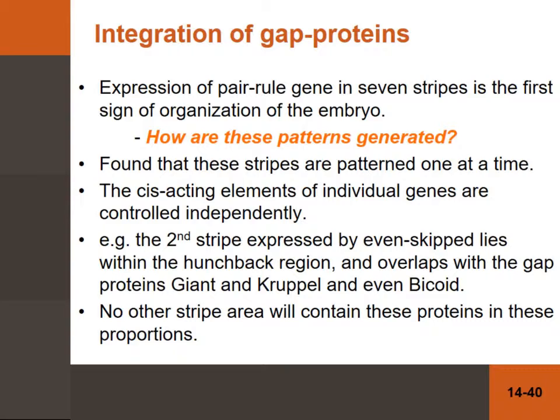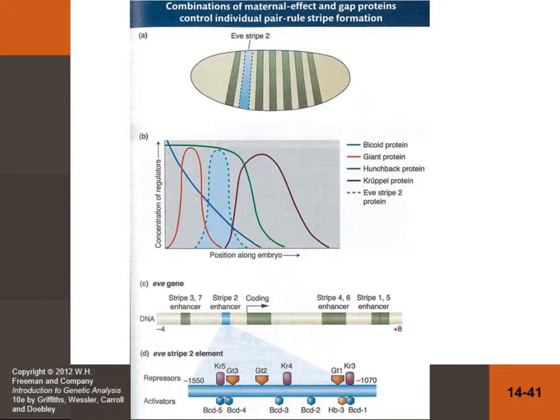This overlaps with the gap proteins giant and Krüppel, and even overlaps with bicoid. They found that no other stripe area within the embryo will contain these proteins in these specific proportions. We can see that illustrated on this slide. So if you look at the embryo in image A, one of the stripes is indicated there in blue, and it's called the Eve stripe 2.